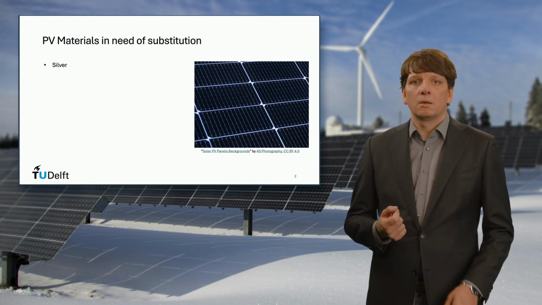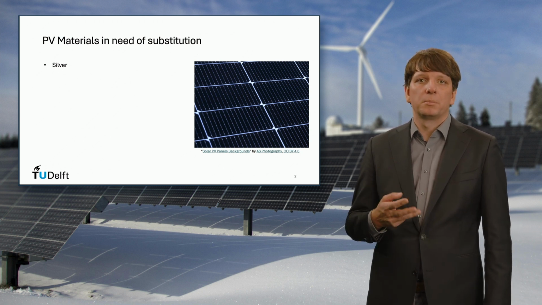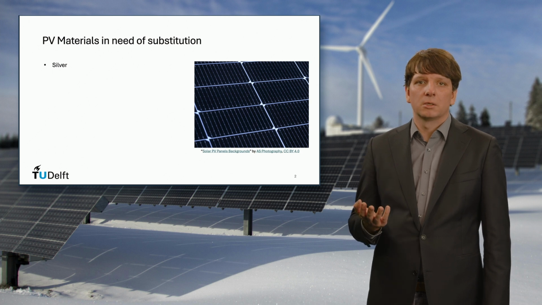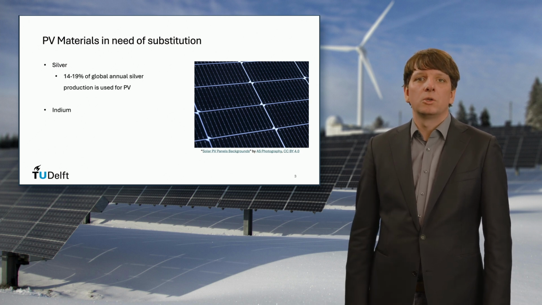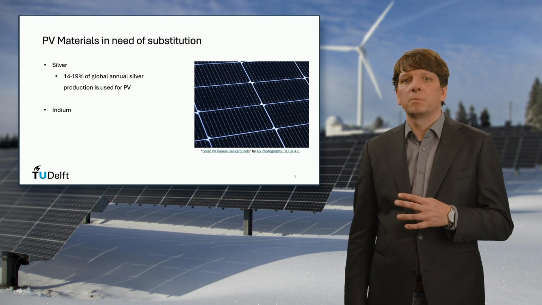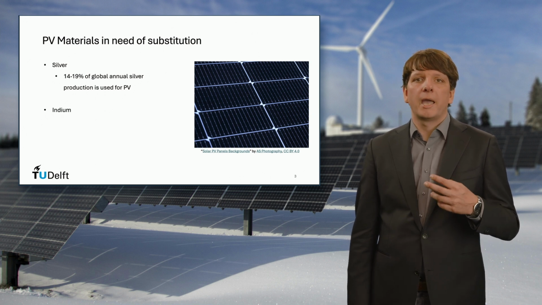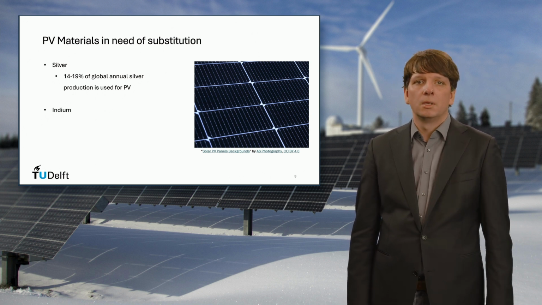Despite only using 5 grams of silver per square meter of PV module, the PV sector uses about 14 to 19% of the global annual silver production.